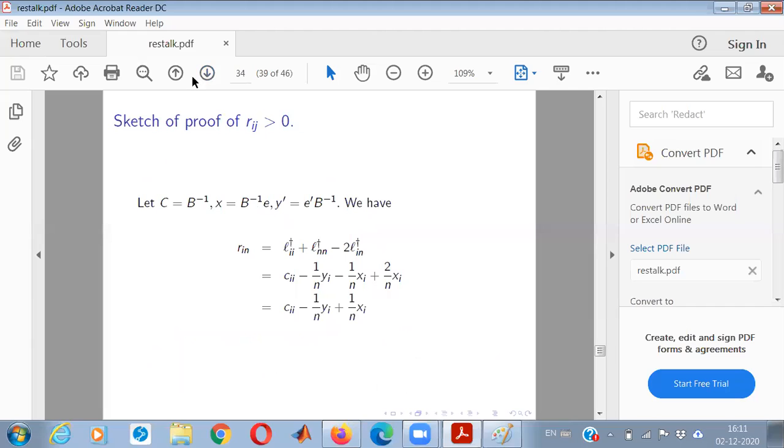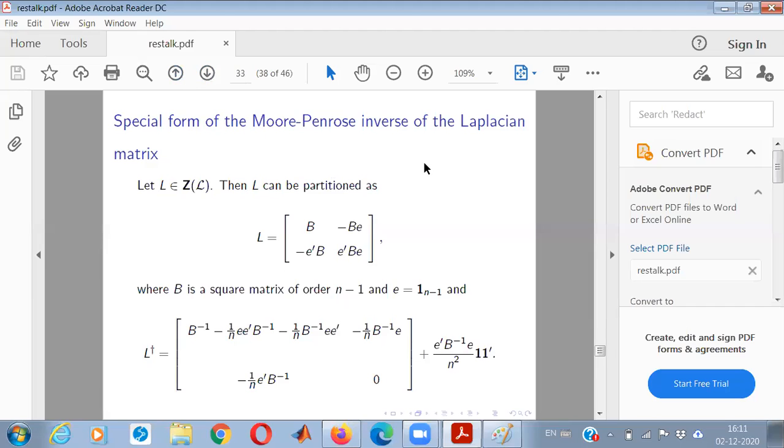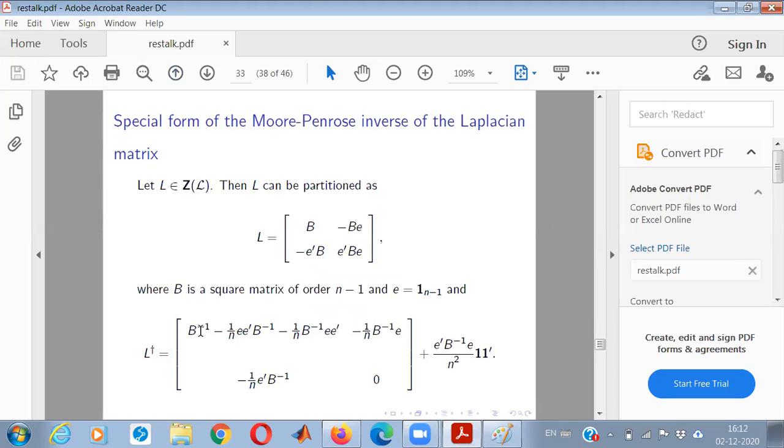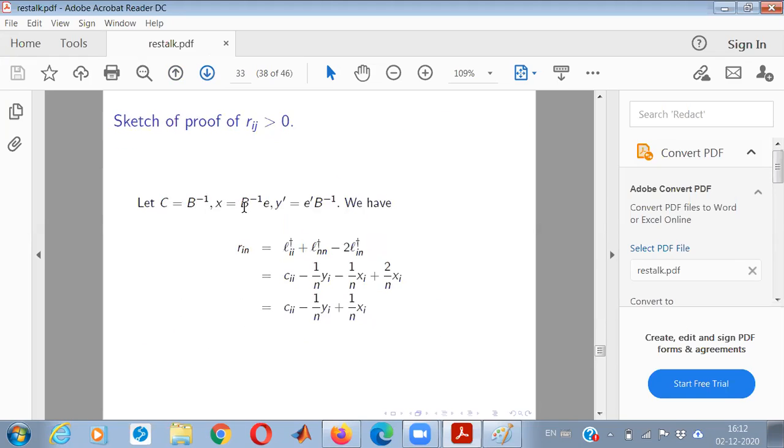And I'm just trying to give a sketch of why the resistance distance is positive. So if you look at this formula, let's keep one of the vertices to be vertex n without loss of generality. Then I'm looking at RIN, the IN element, and I have this notation. C is the inverse of this matrix B, which comes here. This is C. And X is the vector, the row sums of B inverse.